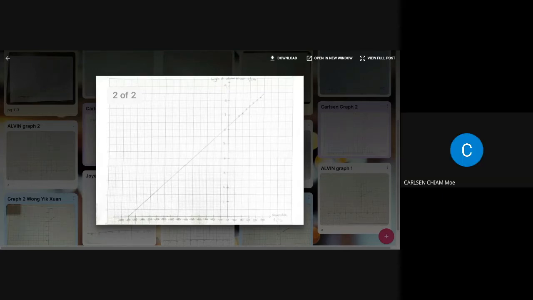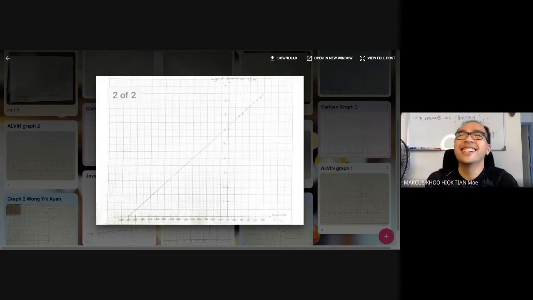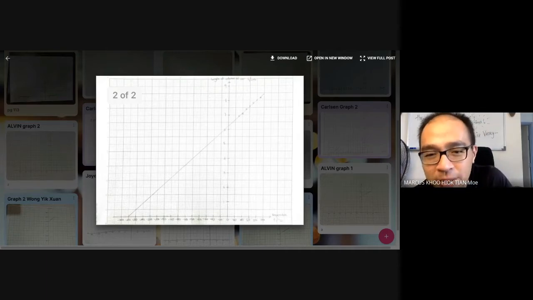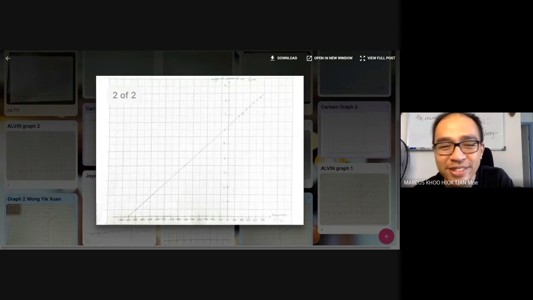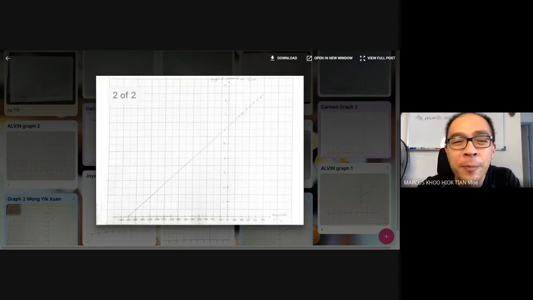Because the scale goes until negative 300, so draw until the end. Okay, don't scold me, Carlson. I just wanted to know. Carlson sounds so angry. Okay, the scale goes until negative 300, so just draw until the end.